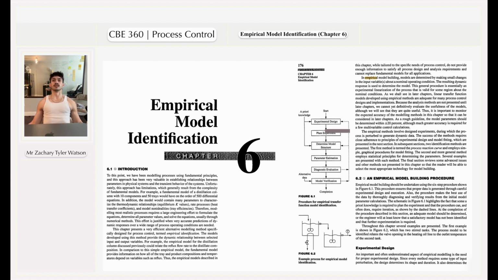The empirical models involve designed experiments during which the process is perturbed to determine dynamic data. The success of the method requires close adherence to principles of experimental design and model fitting, which are presented in the next section.